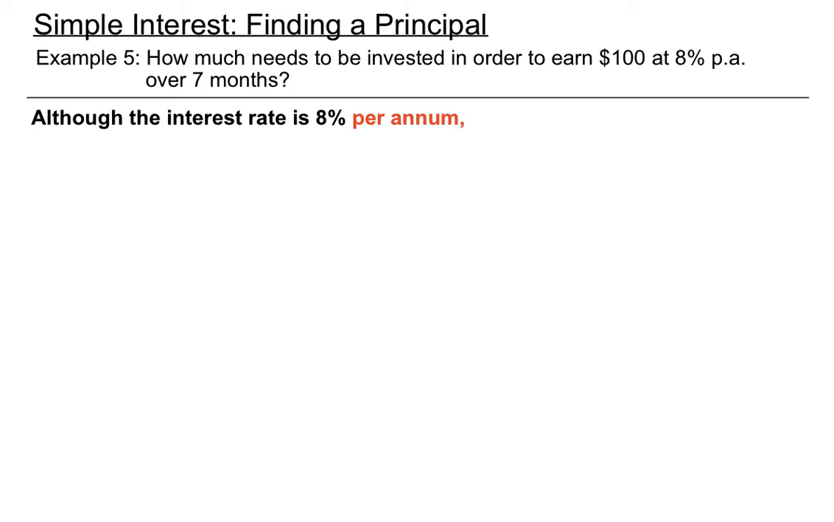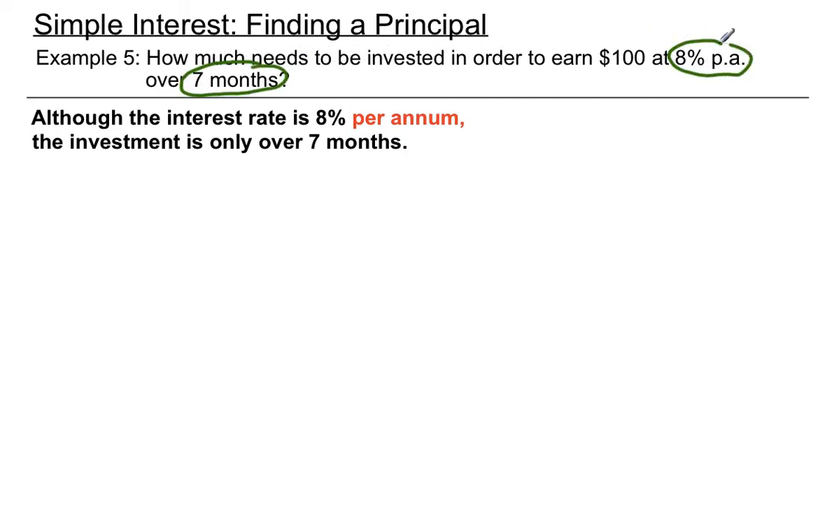Although the interest rate is quoted as 8% per annum over here, one of the issues we have to deal with is the fact that the investment is only over 7 months. So we have another situation where we have a yearly, well this time it's a yearly interest rate quoted, but an amount of months for the number of time periods. And can you see that that's not matching? A bit like a previous example there.